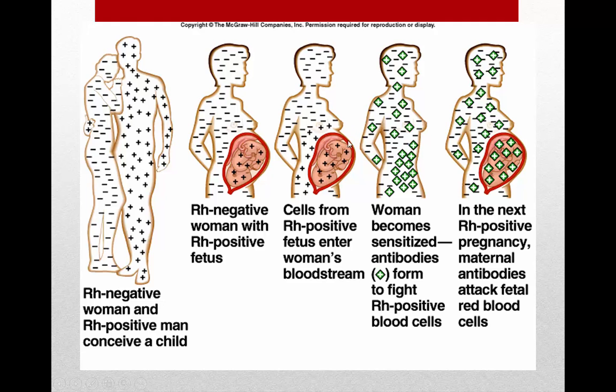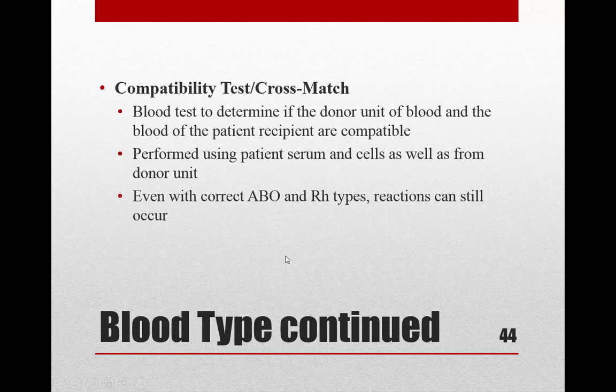So what we do is we give them RhoGAM, and RhoGAM's kind of like a shield. It kind of hides the fact from mom's body, it almost puts this little barrier around them so that they don't see that it's positive and they don't create these antibodies. So this is what happens here when you have an Rh negative mom and Rh positive baby. This is a nice little representation of that. You don't have to know that for being a phlebotomist, but everyone always asks, so we can talk more about that in class.